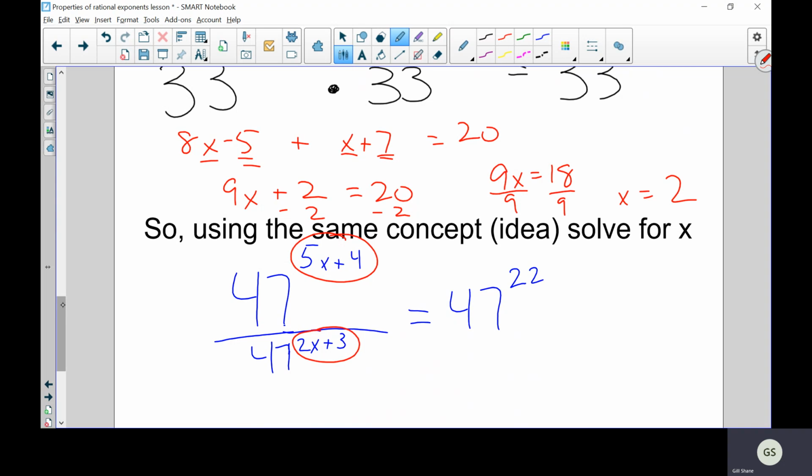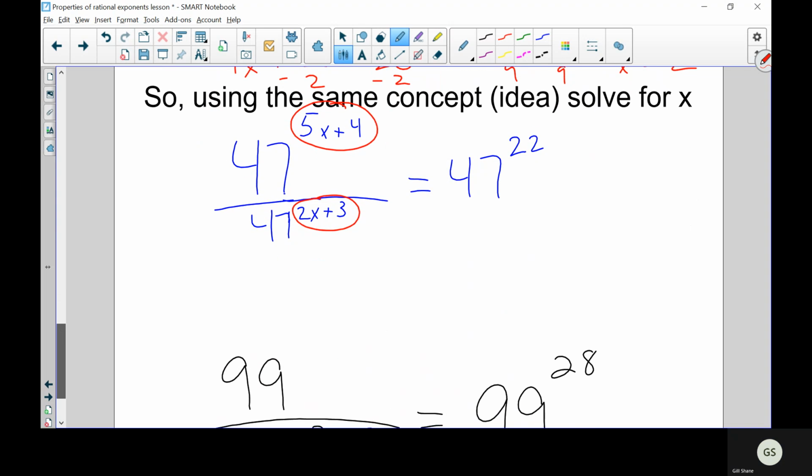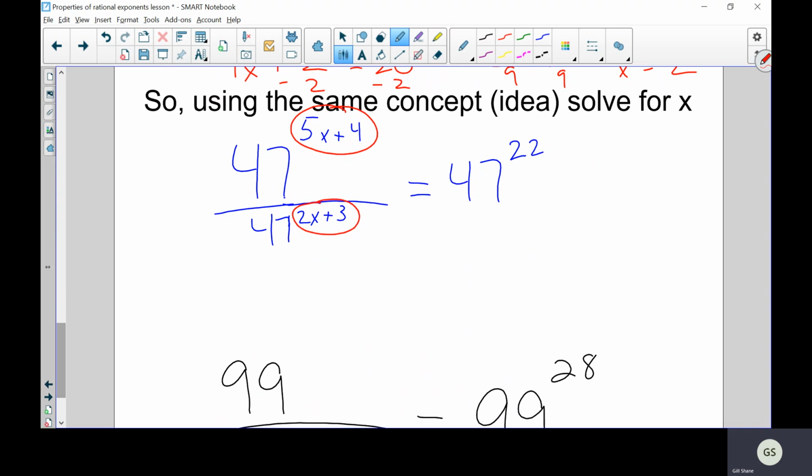So, Mr. Gill, yes, the answer is 7. No. It's 22. Well, he's saying the final answer, what x equals. I think you may have added them, unless it still comes out to be 7. Because Derek got 7, but he added the exponents.